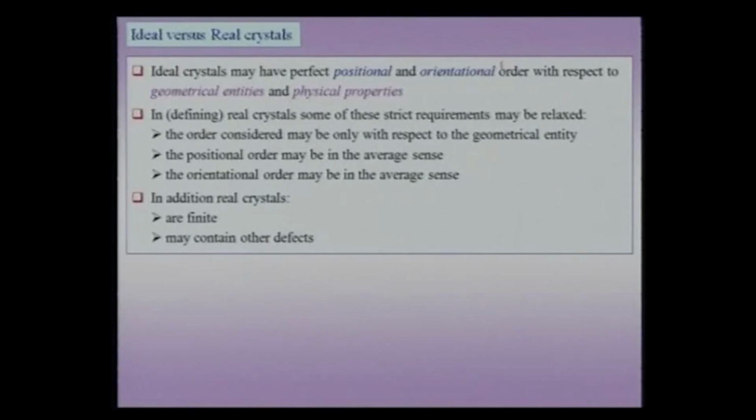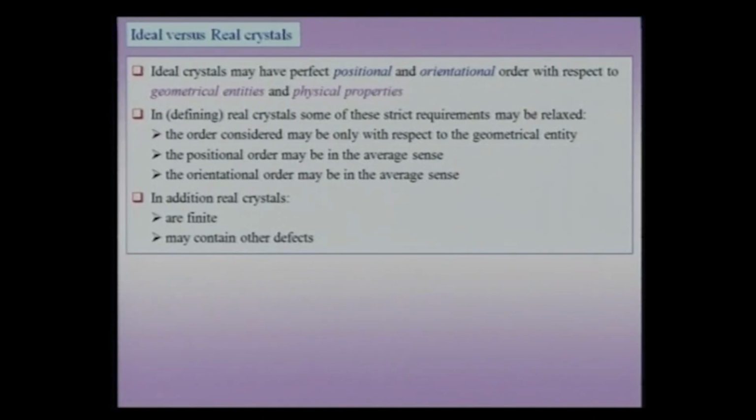So let us return to the important question which Mr. Ravi asked: how do we go from an ideal mathematical crystal and reach a real crystal? Some things we may note. For instance, ideal crystals may have perfect positional or orientational order with respect to geometrical entities and physical properties. In defining real crystals, some of these strict requirements may be relaxed.